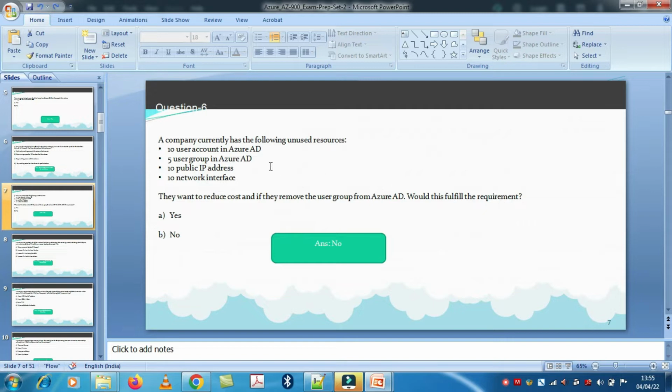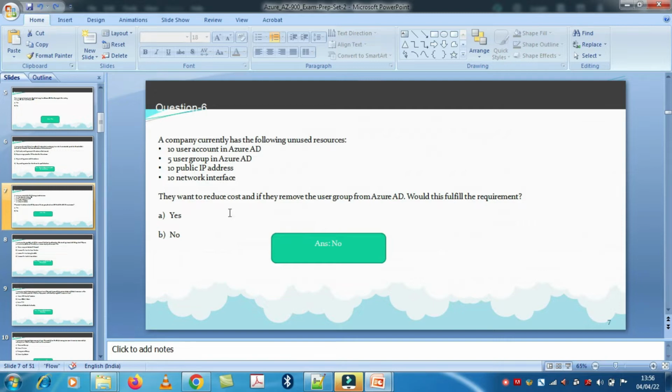Absolutely not. If you only remove the Azure user group, it's not going to reduce your cost. Your IP will also be associated with that particular resource, right? Your network interface is also associated with this particular machine or resource, right? So if you think that removing only a user group will reduce the cost, absolutely not. Right, guys? Are you getting my point? Are you with me?